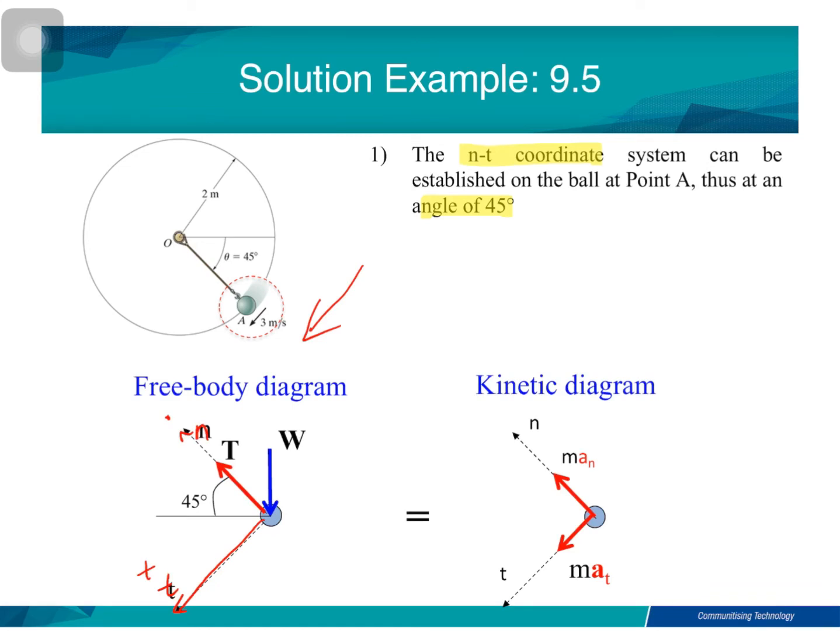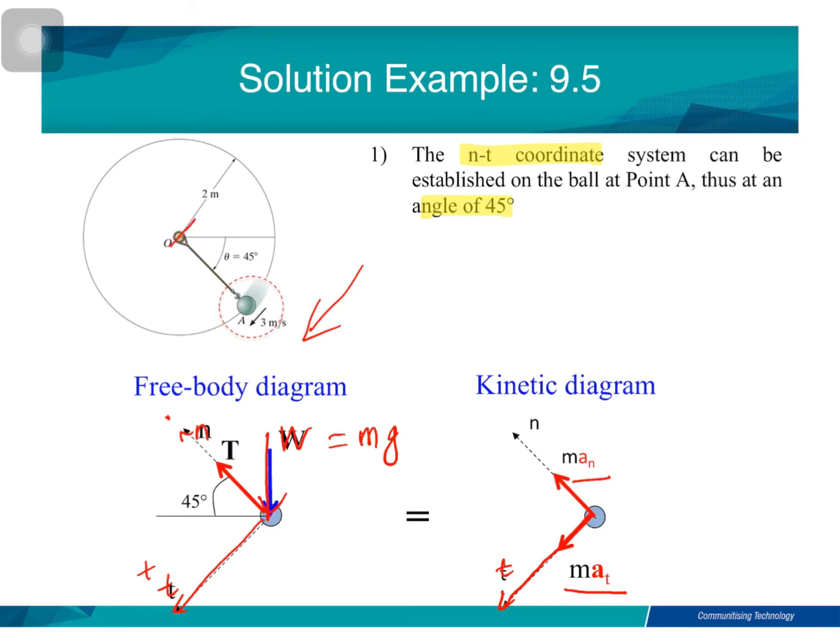For this case, you only have the W. W is equal to mg. Okay, so for the kinetic diagram, towards the tangent you have m a_t, and in the normal direction you have m a_n. After you have the free body diagram, then you can apply the equations of motion.